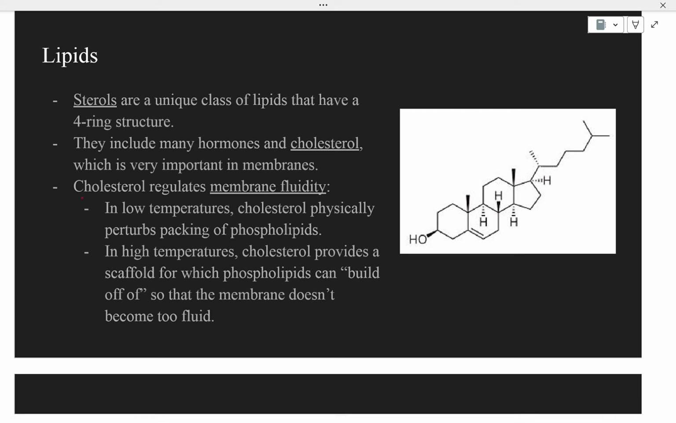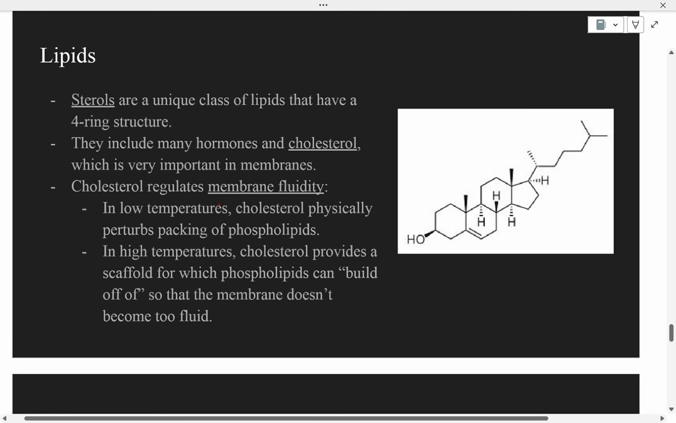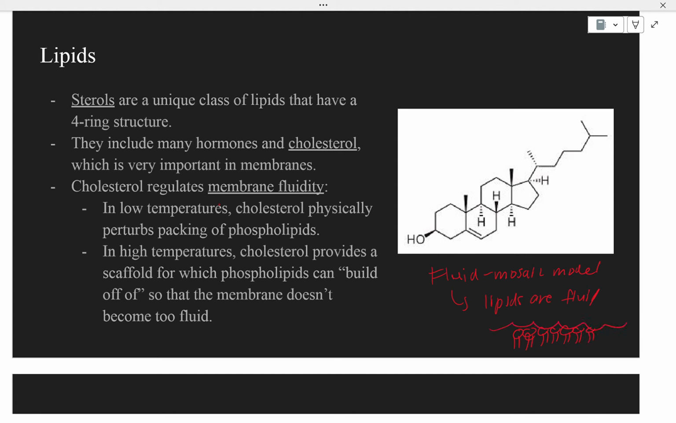So basically, cholesterol will help regulate membrane fluidity. If you recall the fluid mosaic model of the cell membrane, right? This is saying that the lipids, the phospholipids, are fluid. So it's like we have a sea of phospholipids that can all move around and slosh around, etc.